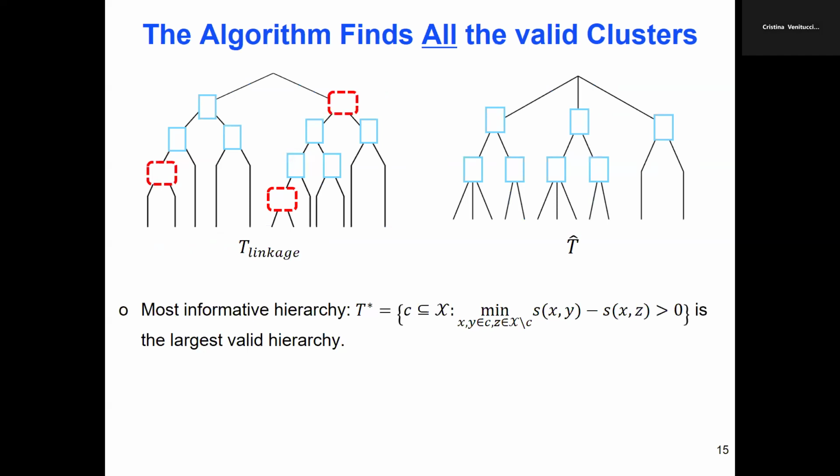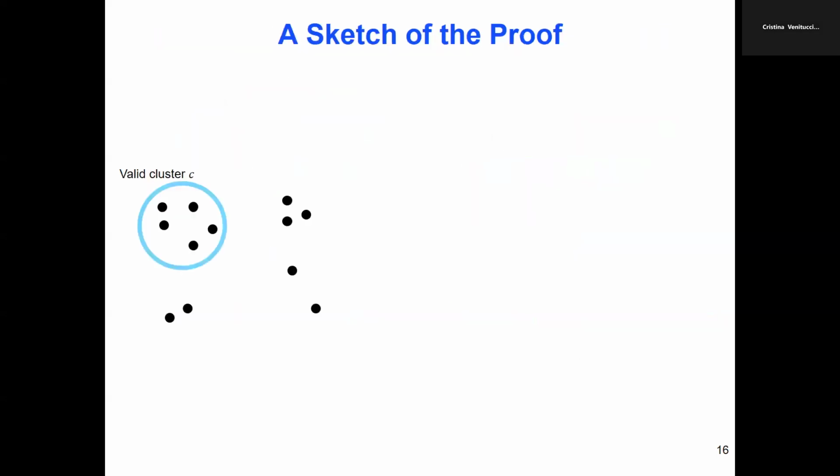Okay, so to remind you, I have the most informative hierarchy. That's the one that contains all the valid clusters and only the valid clusters. So it's the largest valid hierarchy. The second theorem we have is that if the linkage rule satisfies some conditions, so it does not work for all the linkage rules that I've presented earlier on, then indeed this algorithm produces the most informative hierarchy. The idea is to see what kind of proofs we need. This is the sketch of the proof.